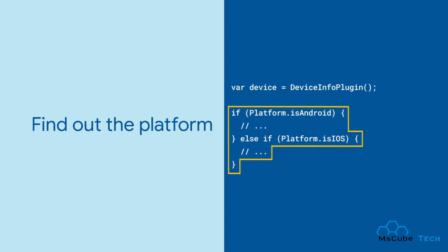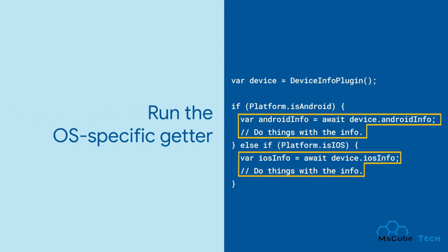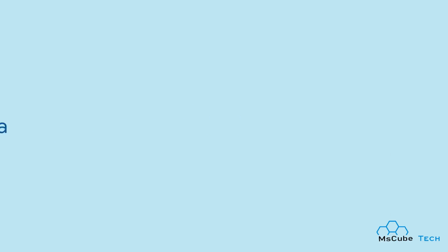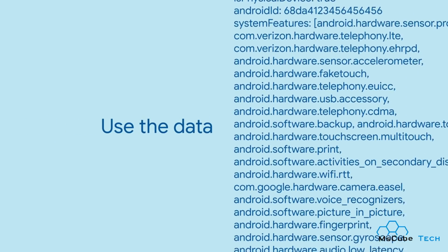Next, figure out which operating system your app is running on using the standard Flutter API. Then, run the OS-specific getter for the current platform, androidInfo or iosInfo. Note that the result is asynchronous, so you'll need to wait here. That's it. Now you have the information you need.